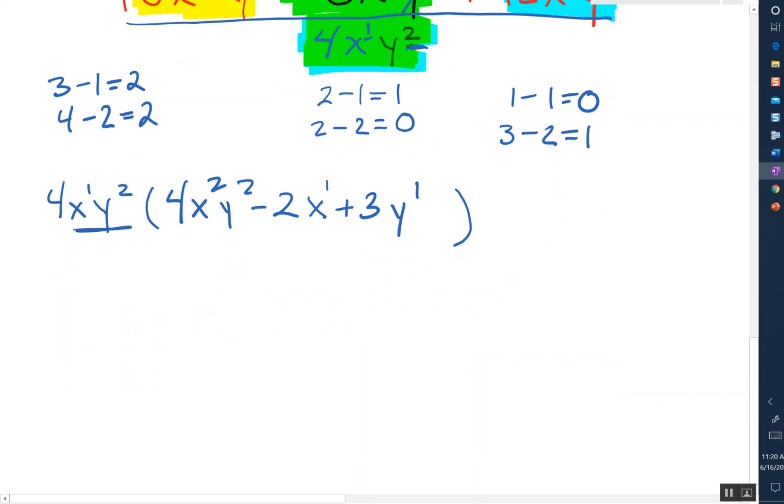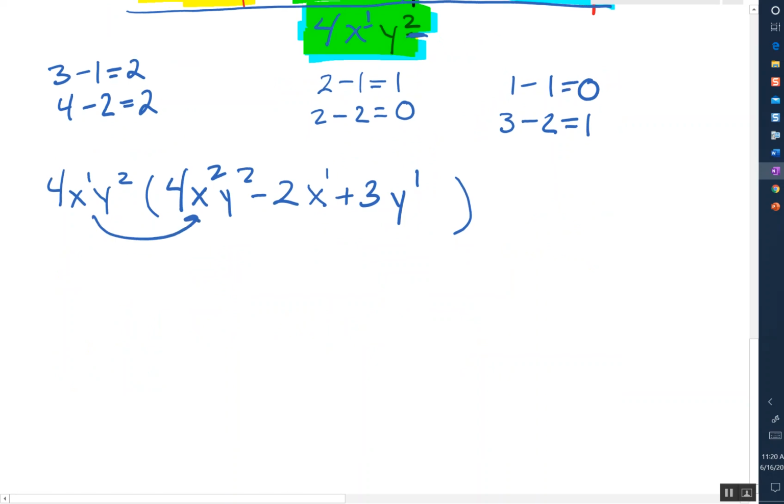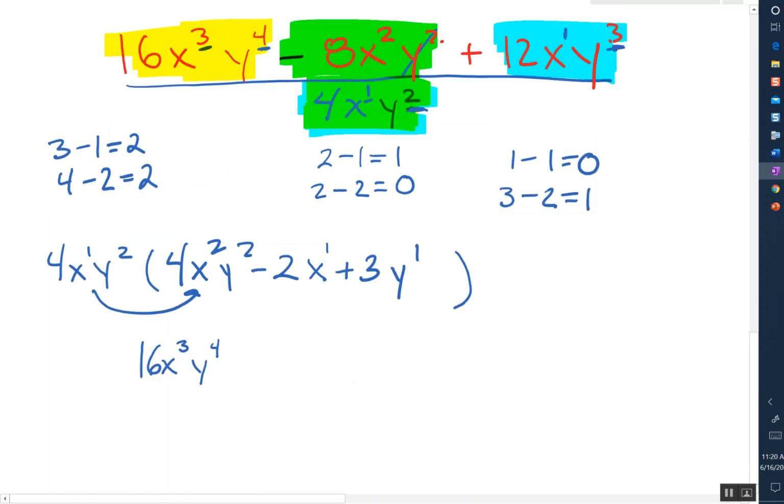And if I want to check it, I would multiply in. So let's check it real quick and see if we go back to the original one. And I know it's starting to get a little sloppy with lots of colors here. So let's see. 4 times 4 is 16. X to the 1 times x squared is x to the 3rd. I'm adding the exponents. Y squared times y squared is y to the 4th. Oops. I said 4 times 4 equals 16, but I wrote 4. Sorry. Okay, so the first term's good.